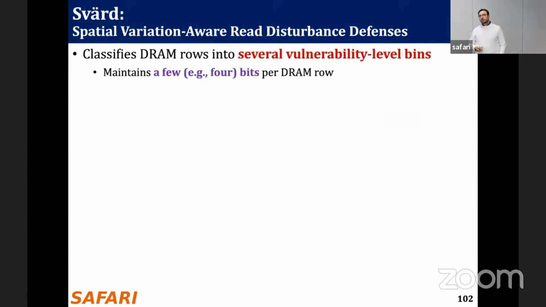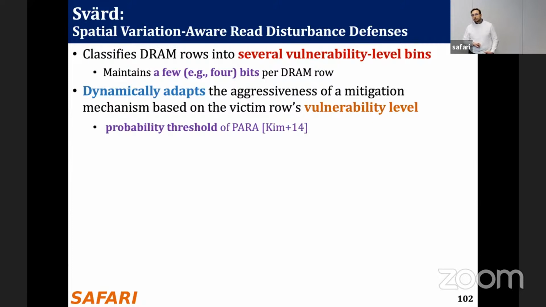So we first classify DRAM rows into several vulnerability levels. For this, we maintain a few bits per DRAM row. About 4 bits is enough for like 15 classes, right? And we dynamically adapt the aggressiveness of a mitigation mechanism based on the victim row's vulnerability level. So this can be, again, applied to pretty much any given mitigation mechanism. In this paper, we tested with several of them, 5 of them.